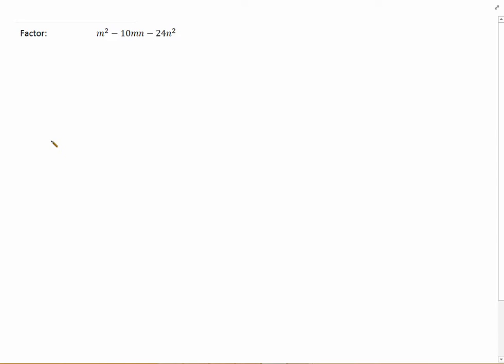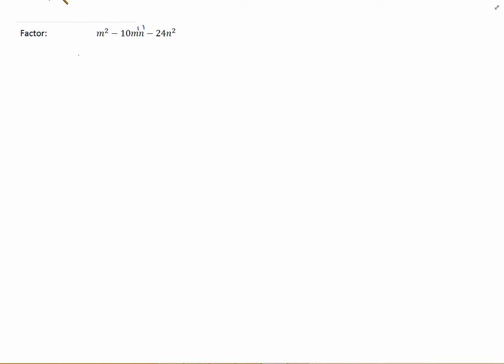Here we are asked to factor m squared minus 10mn minus 24n squared. Notice that there's a pattern to the exponents in the variables. We have m to the second, then m to the first, and then m to the 0, right? There's no m in that third term. And notice that the pattern on the n's is reversed. We have n to the 0 in the first term, then n to the first in the second term, and then an n squared term.